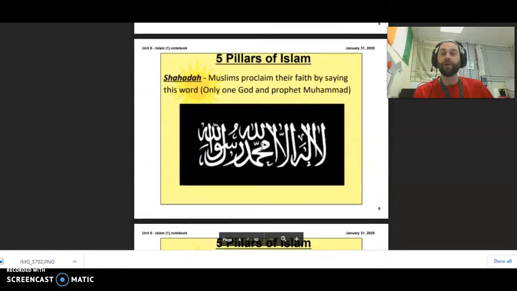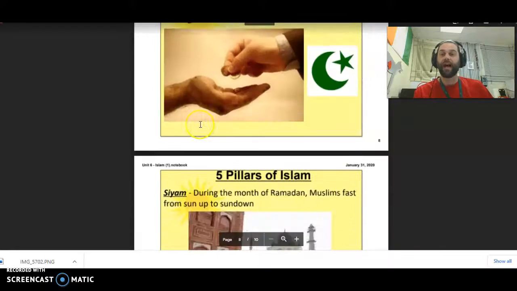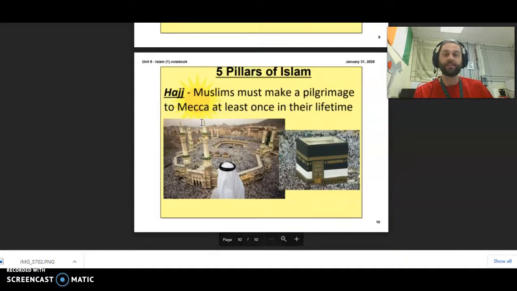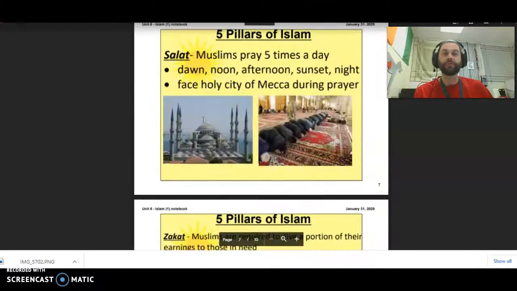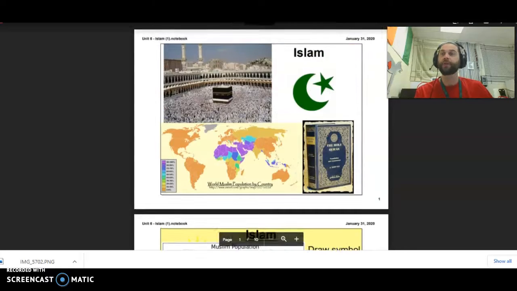So keep scrolling. There are five pillars: the Shahada, Salat, Zakat, Siyam, and Hajj. We're going to talk about all these things tomorrow, so please do familiarize yourself with this, read over the slides, and go over it. I do want to keep the screencast short today so that you have plenty of time to do the activities, do the art, and the vocabulary.